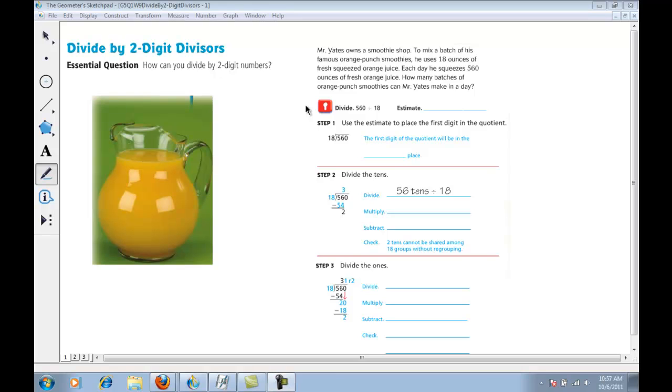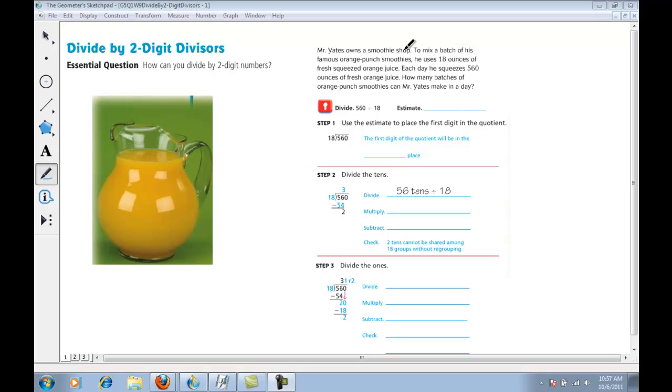In this lesson, you're going to learn to divide by two-digit divisors. So far you've learned about using partial quotients with two-digit divisors, estimating with two-digit divisors, and you've also started to explore division with two-digit divisors. In this lesson, we're going to learn how to use the standard algorithm for long division to solve problems with two-digit divisors. Let's take a look at our word problem.